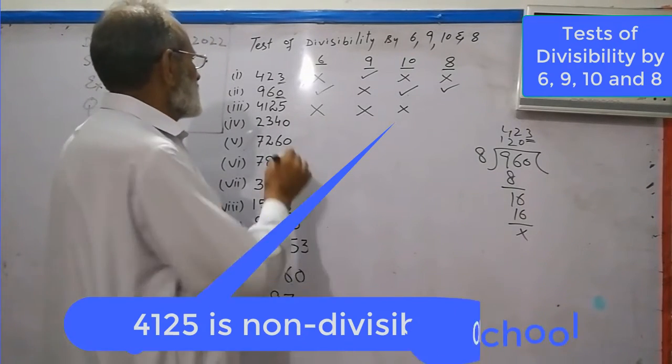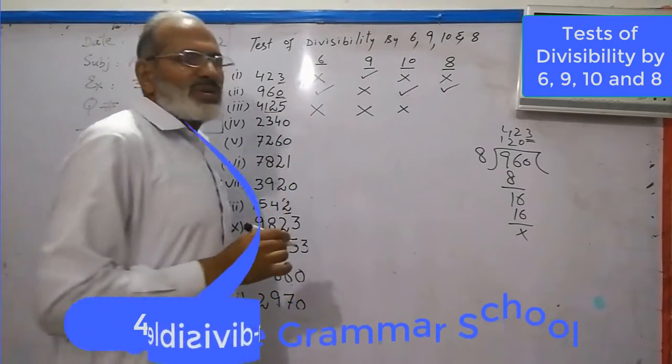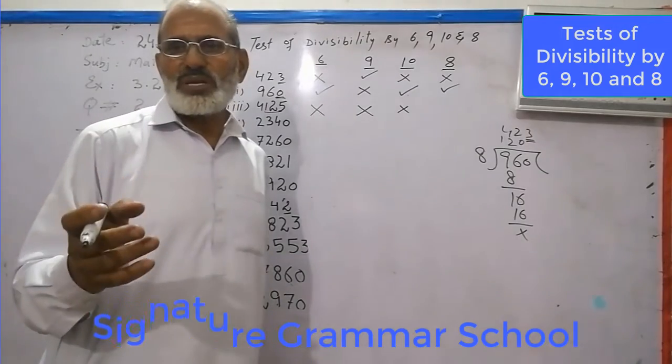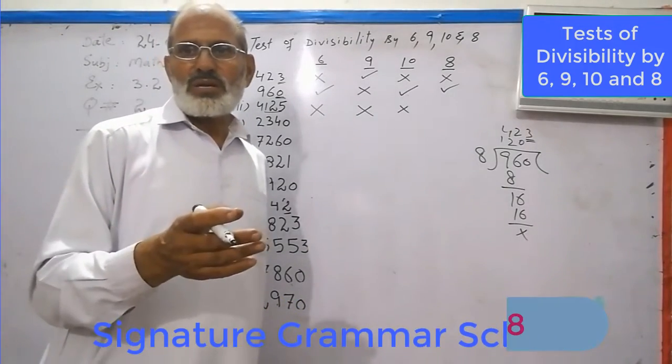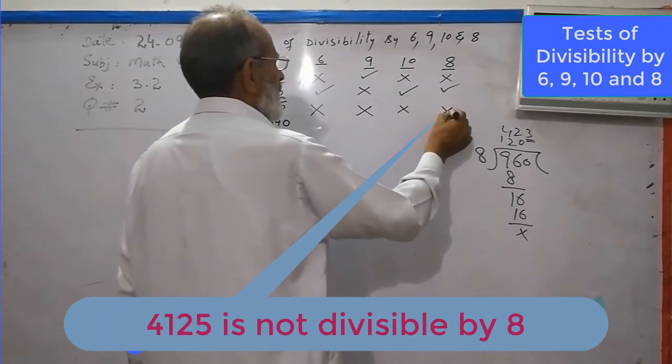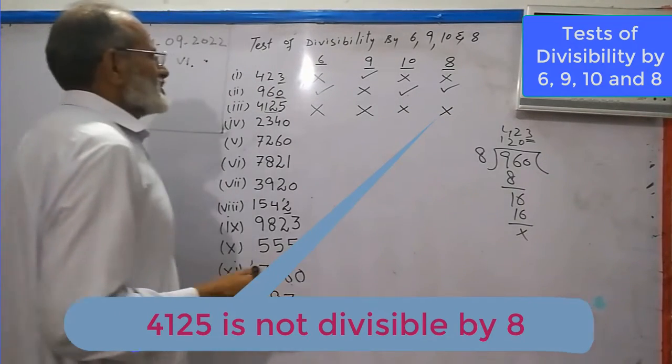And for 8, I am taking these 3, 125, but at the last, in the unit place, there is 5, and 5 is an odd number. Whenever there is an odd number, that value is not divisible by 8. Therefore, this value can't be divided by 8.